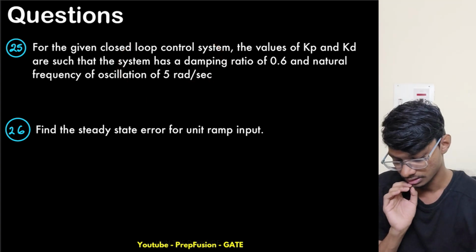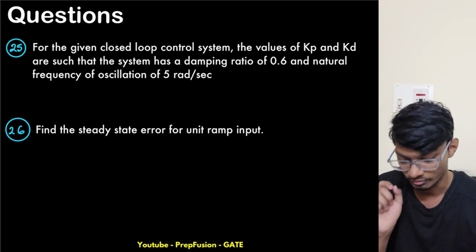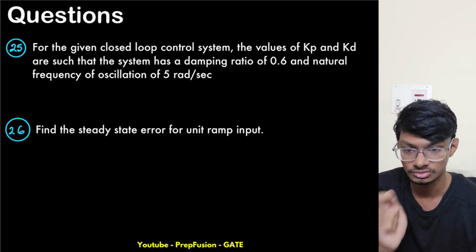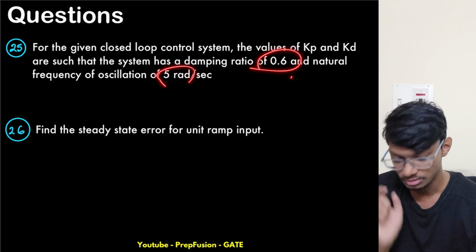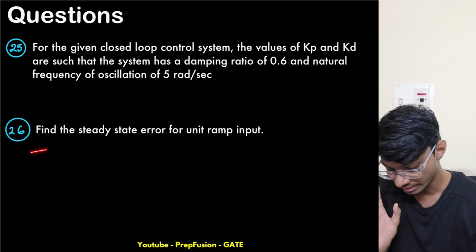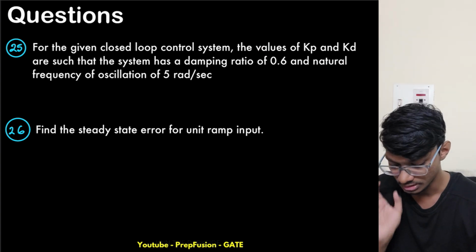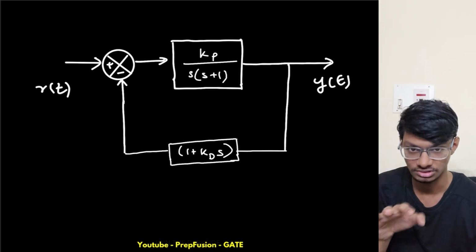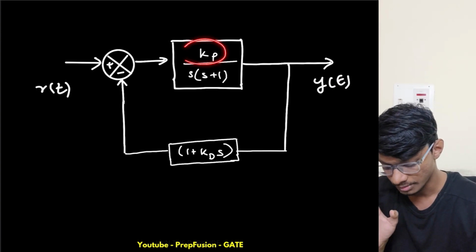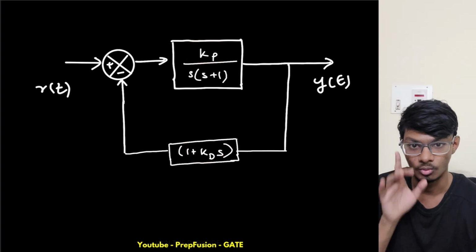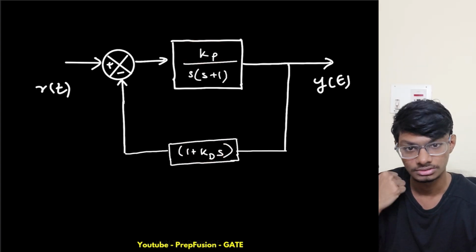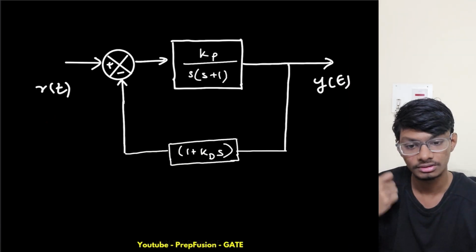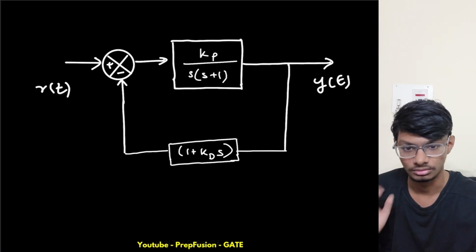Then what do we have to do? We have to find the values of Kp and Kd, so that my system has a damping ratio of this and omega n equal to this. And after finding Kp and Kd, we have to find the steady state error for the unit ramp input. So this is the system. Pause the video, take the screen, whatever you want to do, then find the values of Kp and Kd such that my system has omega n of 5 and zeta of 0.6. Then find the steady state error for unit ramp input. So now I will solve this question.